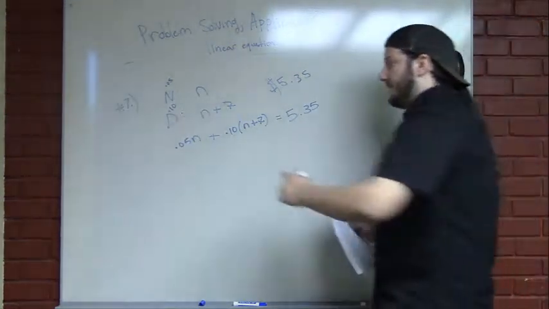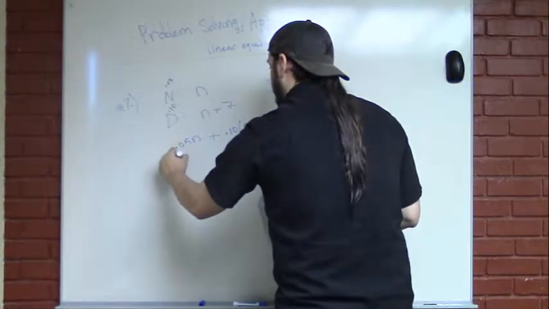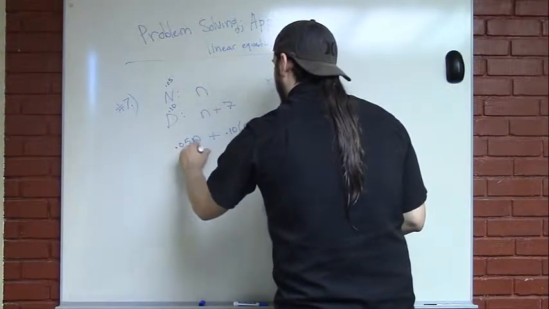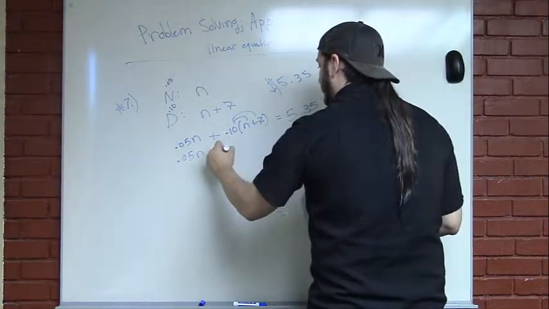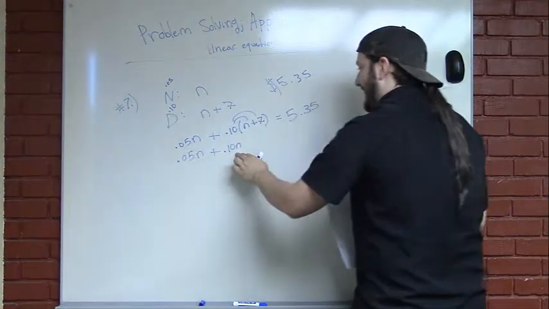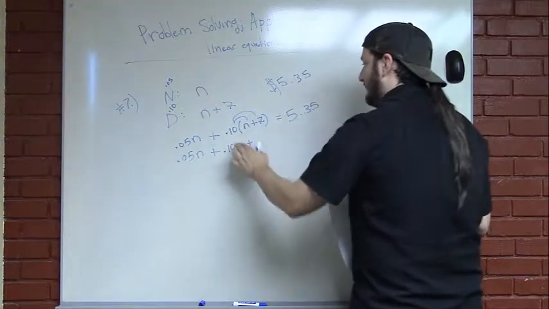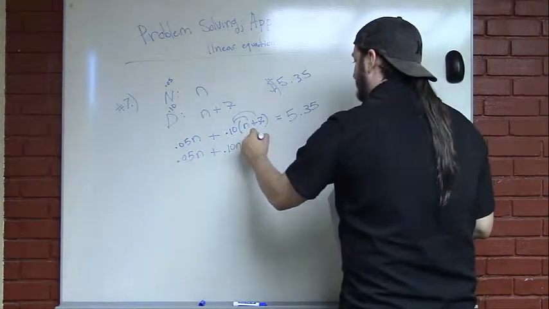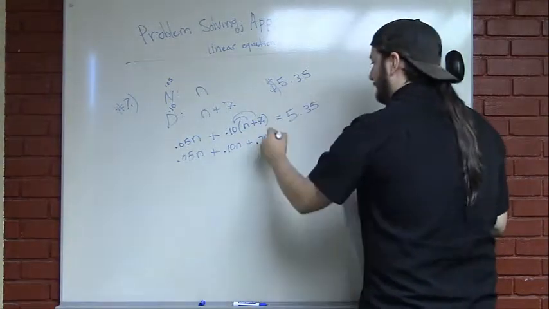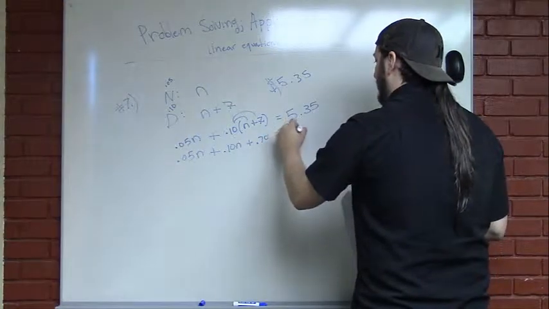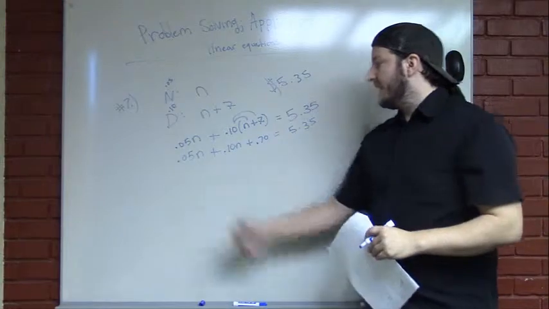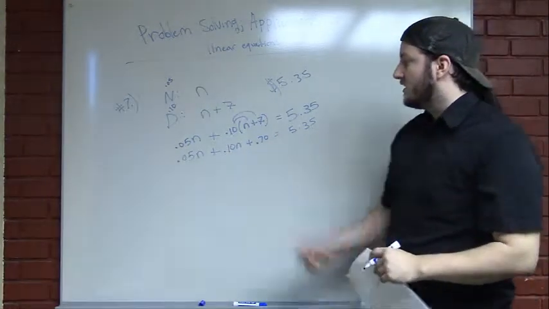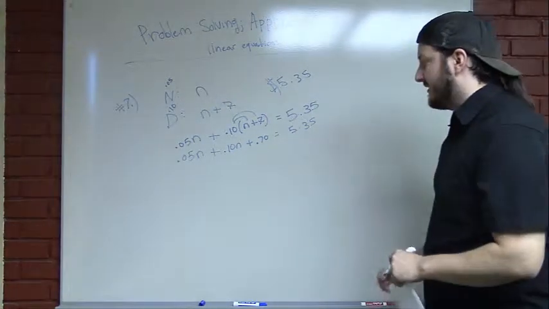And we just solve it, okay? So we have 0.05 N plus, you're going to distribute this 0.10, so you have 0.10 N plus 0.10 times 7, which is going to be 0.70. It's going to equal 5.35. Okay? You're going to combine like terms here.